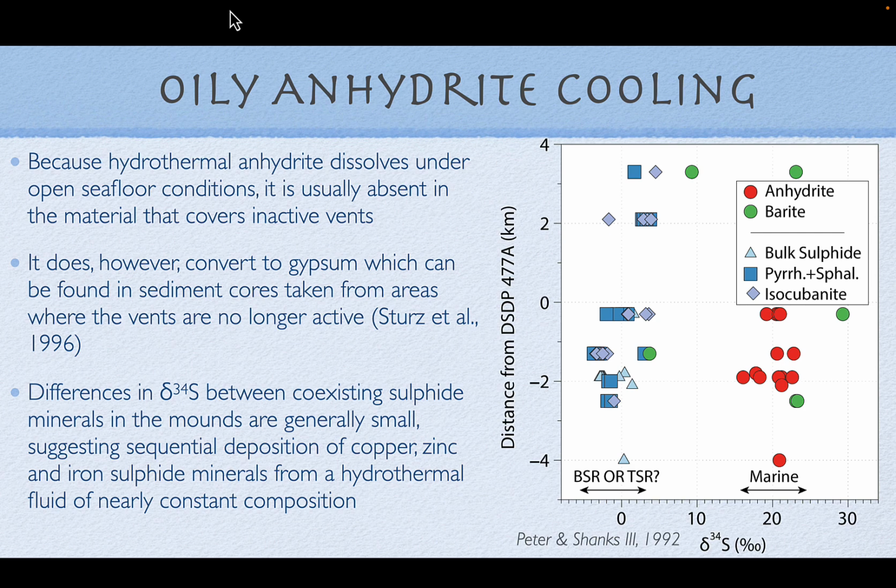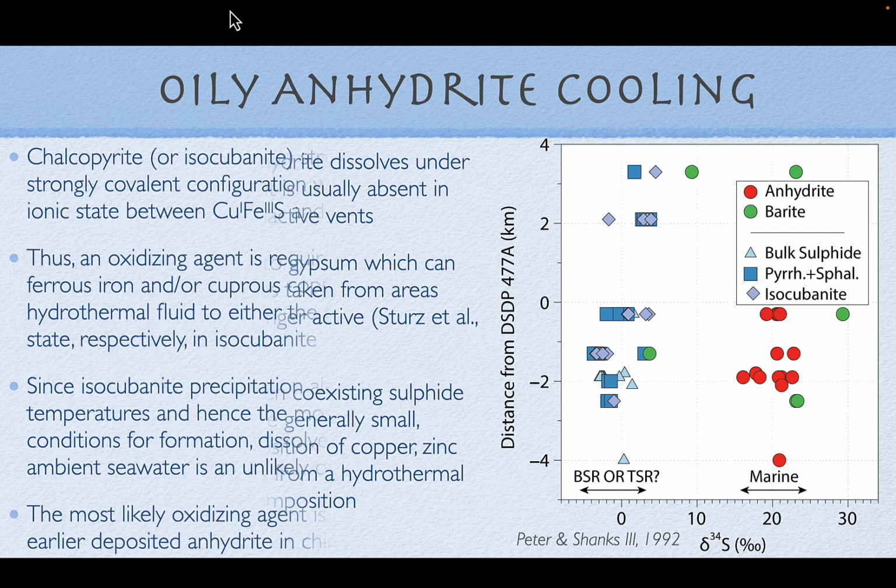In the Guaymas Basin, we do see some remnant gypsum. This is not evaporitic gypsum. This is remnant gypsum from the alteration of anhydrite to gypsum, which is a little bit more stable. And so in some of the cores that are taken in areas where the venting is no longer active, we see gypsum, not anhydrite, preserved. But this is a zone where we have oily anhydrite. It's a zone where we have abundant hydrocarbons.